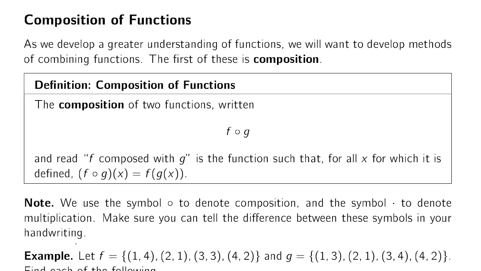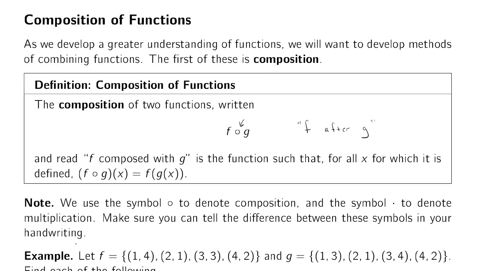So we use the symbol circle. It's a small open circle written between the names of two functions, which we read as f composed with g. That's a new function, such that if we apply f composed with g to x, that's the same as applying g to x and then applying f to that result. Another way that we can interpret this notation is as saying f after g, meaning apply g and then apply f to the result.